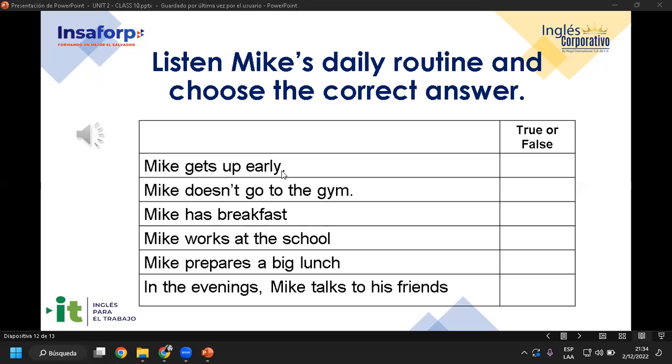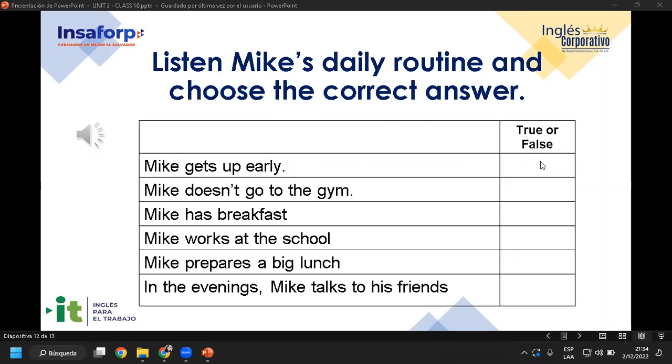So in the audio, you have to listen. Si ustedes escuchan que Mike gets up early, aquí vamos a escribirle true. True or false. Exactly. So, pueden contestar en su notebook y luego vamos a revisar las answers if they are correct or not. Everybody ready?